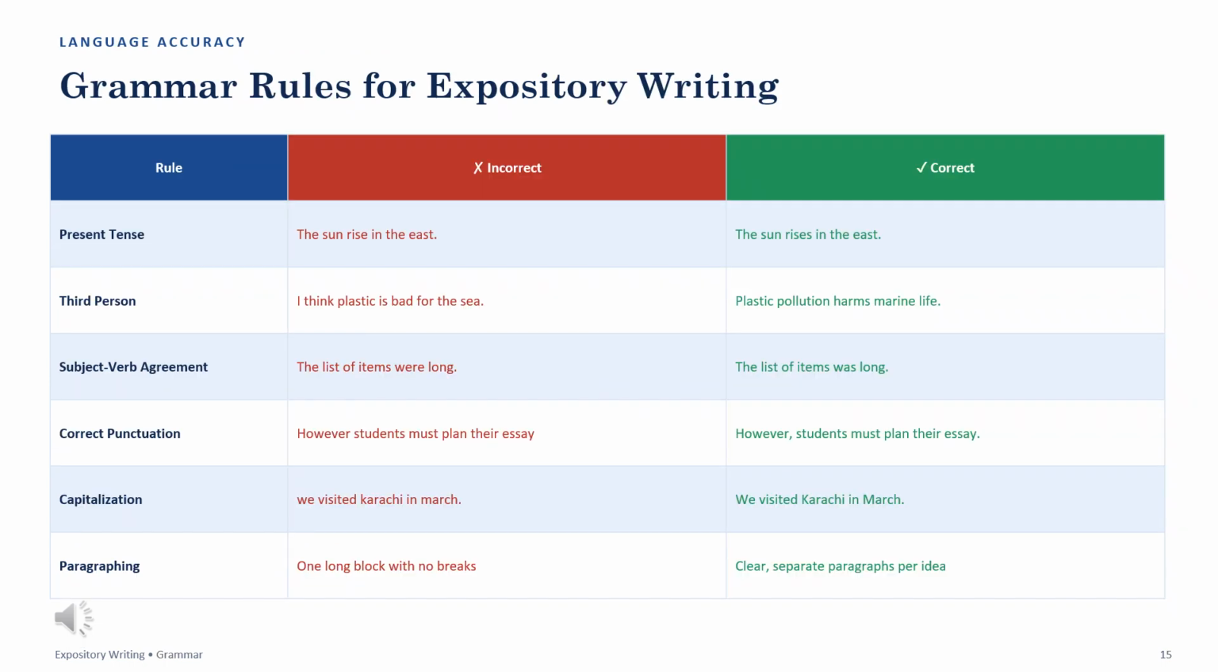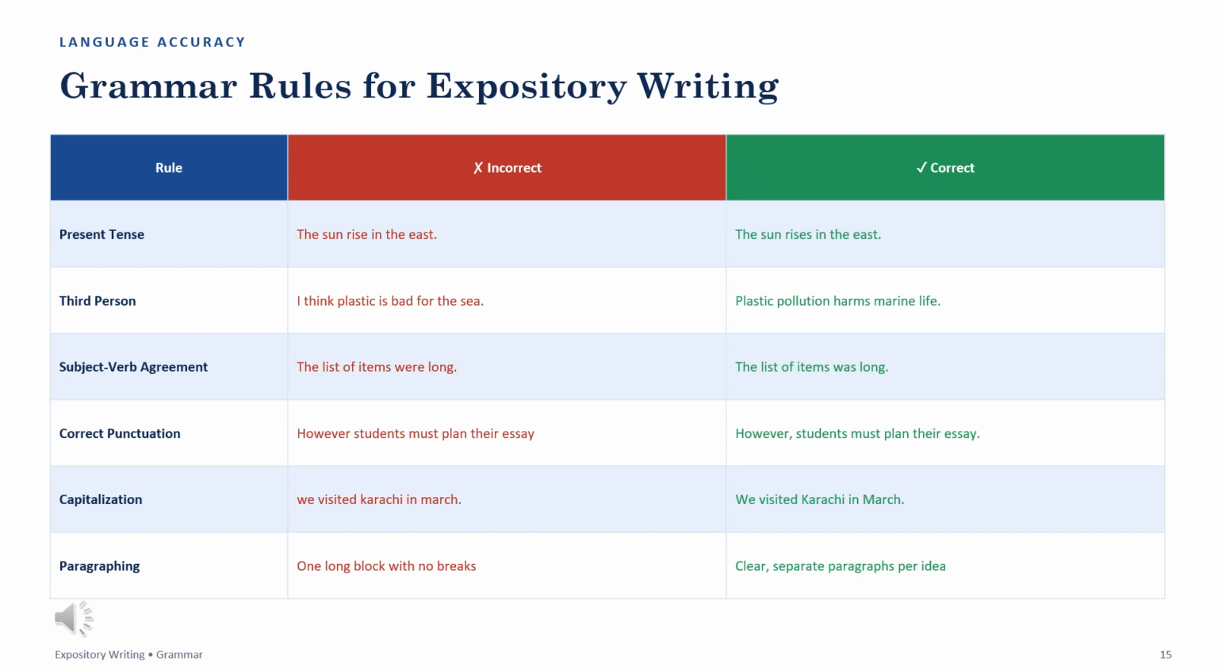Vocabulary is great, but grammar accuracy is just as important. Let's review some essential grammar rules for expository writing. First, always write in the present tense for general facts. Don't write "the sun rise in the east." Write "the sun rises in the east."